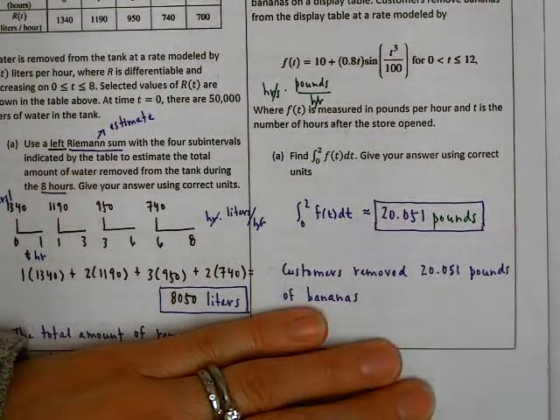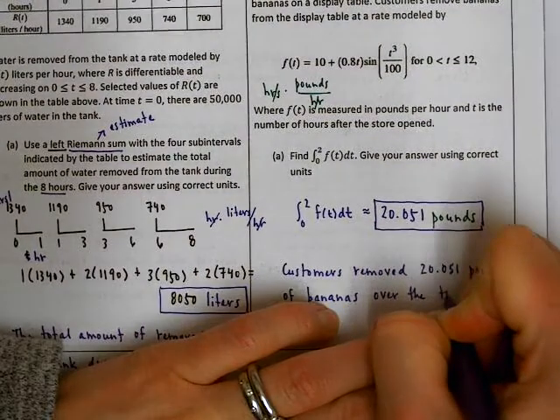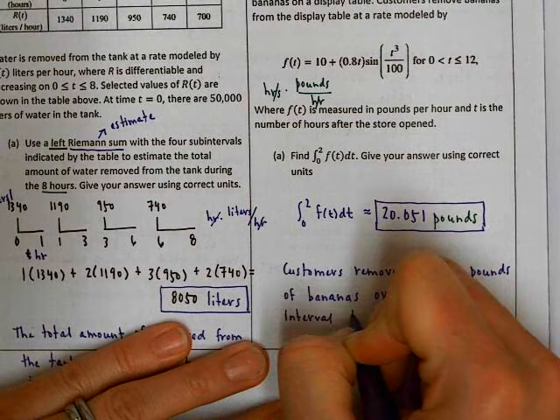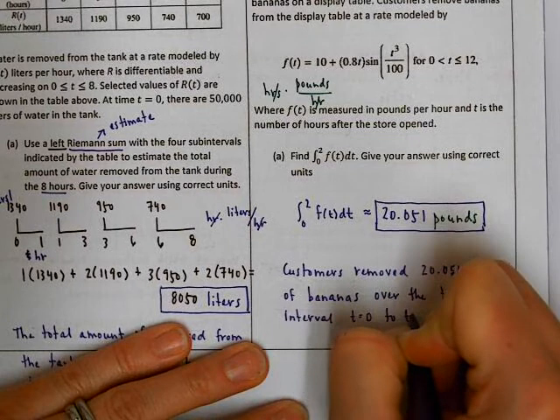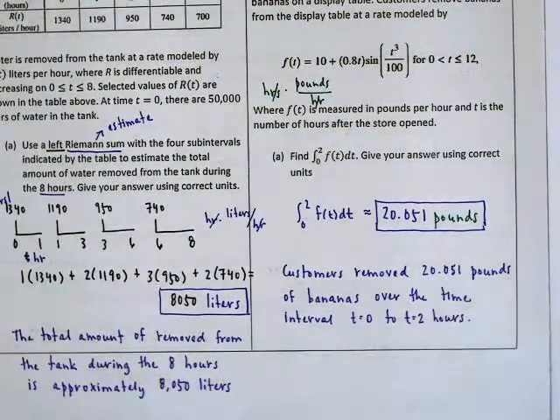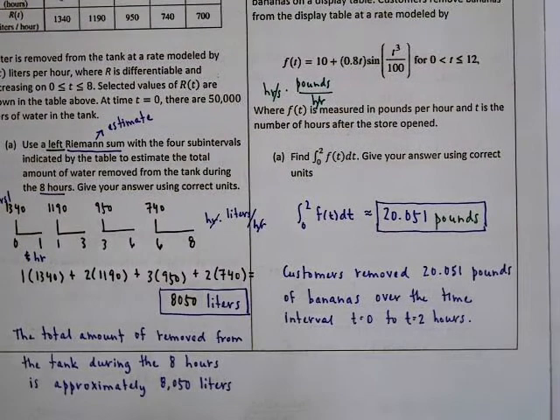There's a couple ways we could say this. We could say over the time interval t equals 0 to t equals 2 hours. So that would be acceptable. I think in this problem, they specify 0 as when the store opens, so we could say customers removed 20.051 pounds of bananas in the first 2 hours after the store opened, but the important thing is just to make sure you specify that time interval in your answer.